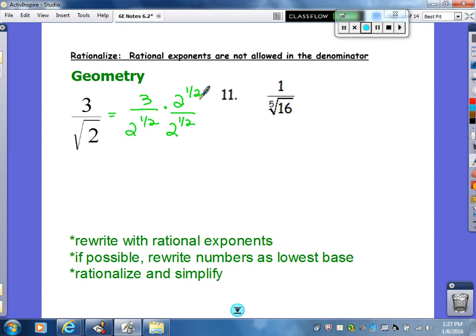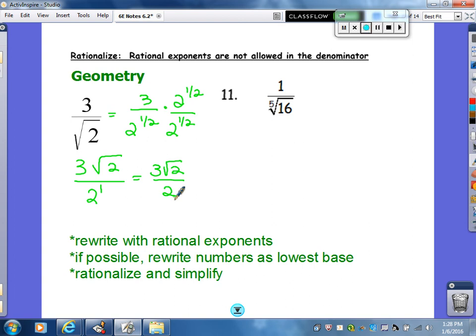So now when I go to write this back, I'm going to get 2, this is the square root of 2, over 2. 1/2 plus 1/2 is 1, so that's why my answer was 3 square root of 2 over 2. Okay? Now with square roots, you're always just going to add another 1/2. 1/2 and 1/2 make 1. But now what we're changing in our algebra 2 world is that the index is not going to be a square root anymore. So like in this problem, we have the 5th root.